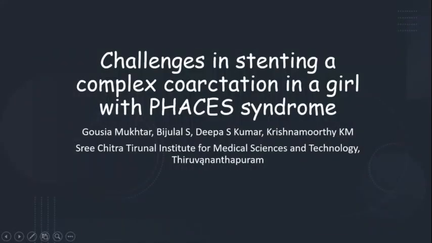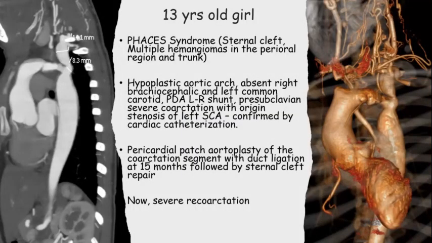Good evening, everyone. I'm presenting this case of a 13-year-old girl who presented to us in infancy with heart failure. On examination, she was found to have a sternal cleft and multiple hemangiomas in the periocular region and the trunk. She was found to have a hypoplastic aortic arch, an absent right brachiocephalic and left common carotid, a patent ductus arteriosus with shunting left to right, a pre-subclavian severe coarctation with origin stenosis of the left subclavian, and that was confirmed by cardiac catheterization.